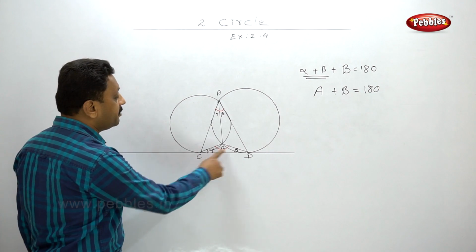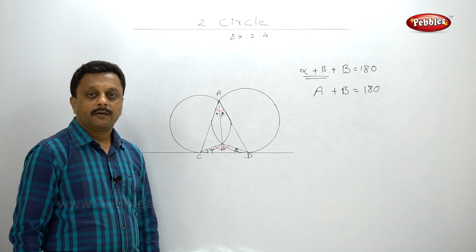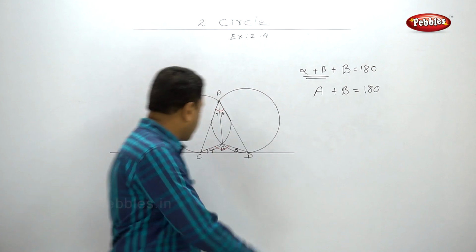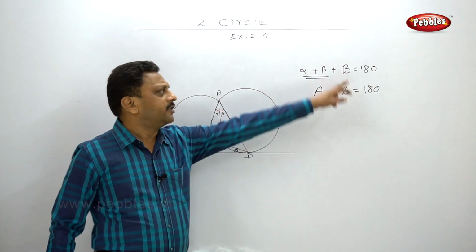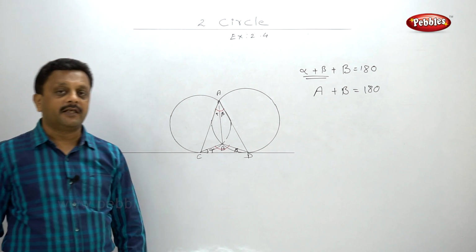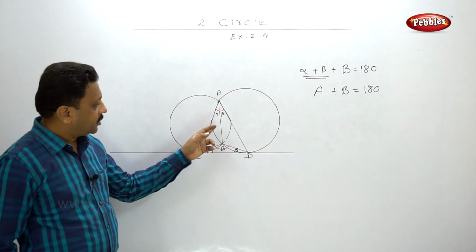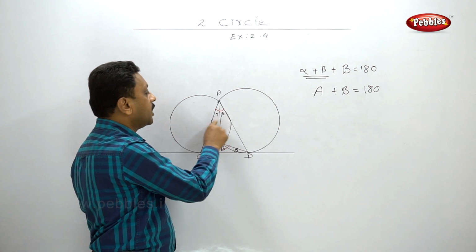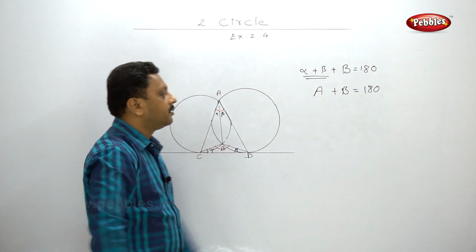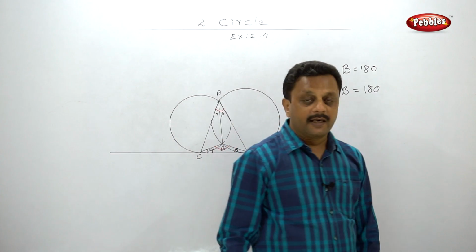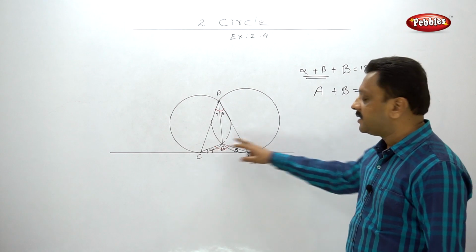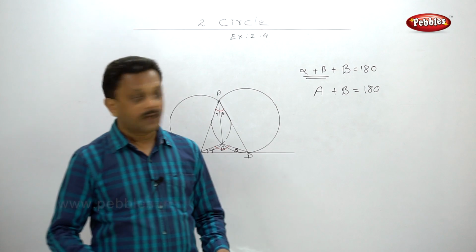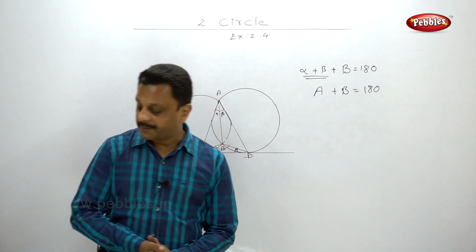Now in triangle CBD, the addition of all the angles is 180 degrees. So alpha plus beta plus angle CBD, instead of B you can write CBD, angle CBD is equal to 180 degrees. But alpha plus beta, here also alpha plus beta, is nothing but angle CAD. So I have written angle CAD, and hence angle CAD plus angle CBD is equal to 180 degrees, and that is proved. Simple example, let us go ahead.